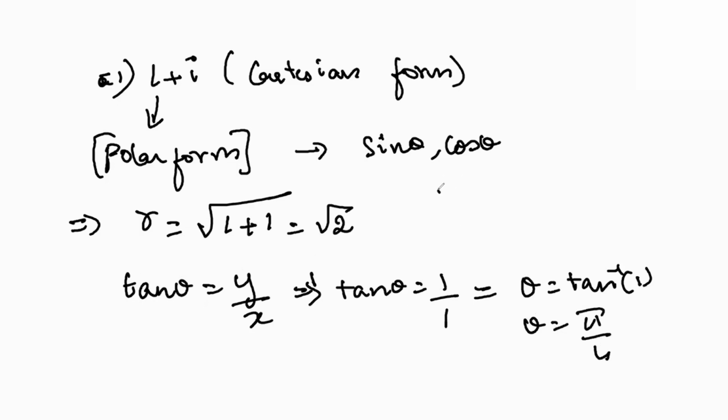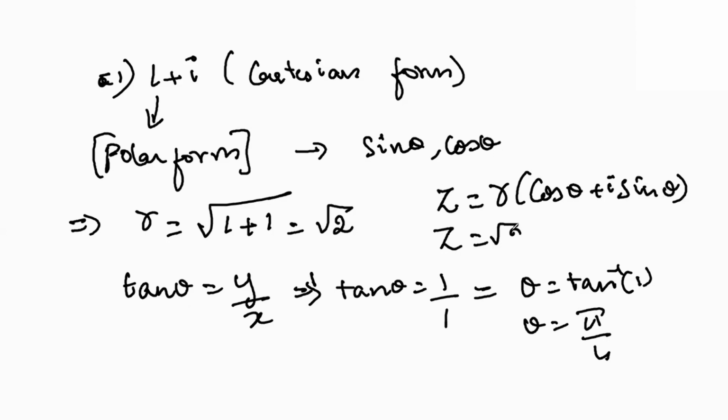So how will you write z in polar form? z in polar form is r cos theta plus i r sin theta, isn't it? So z will be equal to root 2 cos 45 degrees plus i sin 45 degrees. Right. Okay, it's the same thing if I have it as 1 minus i.